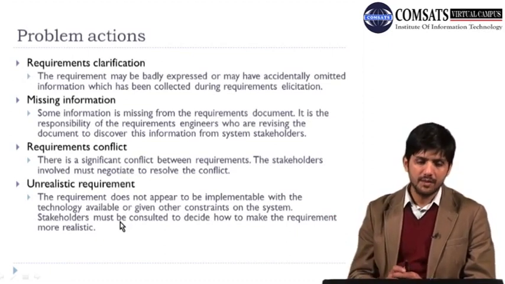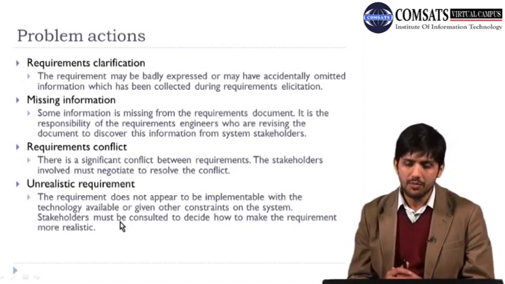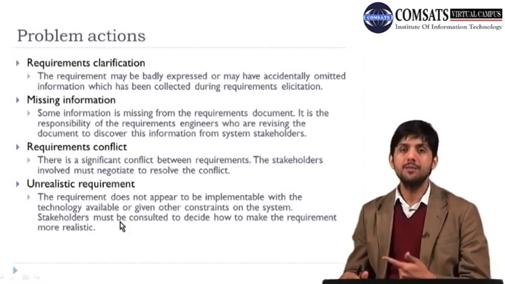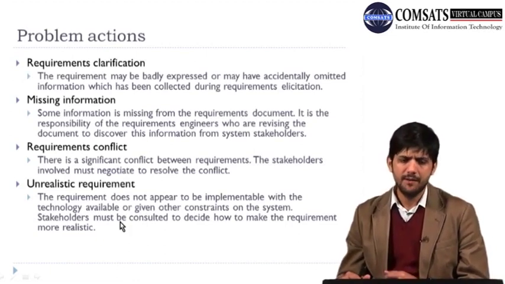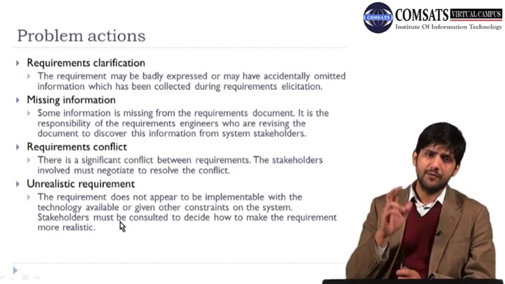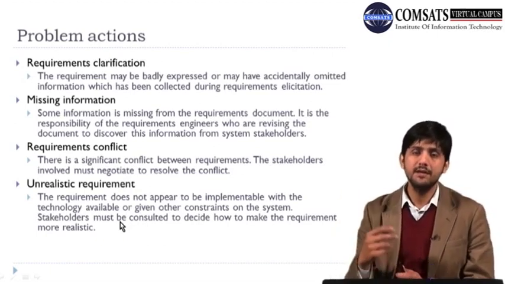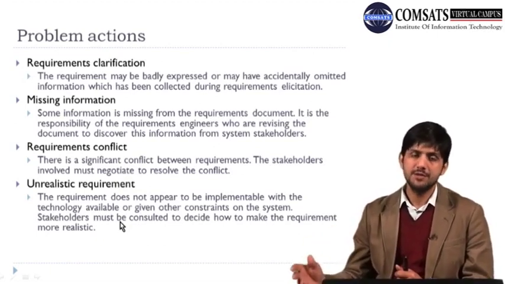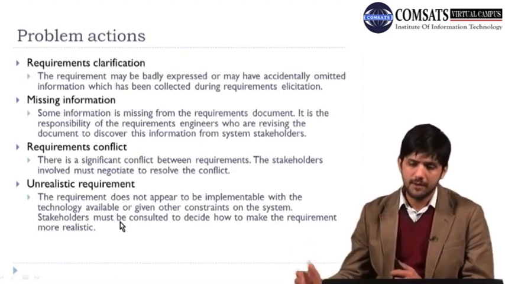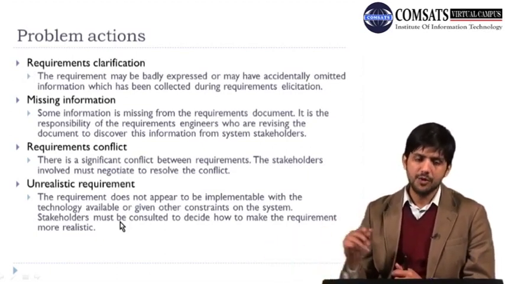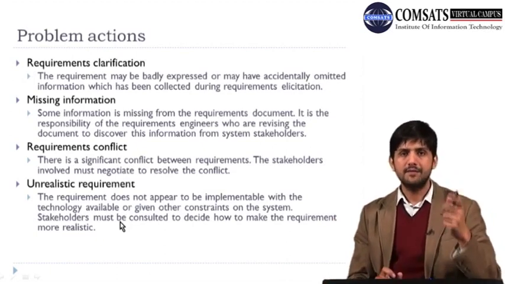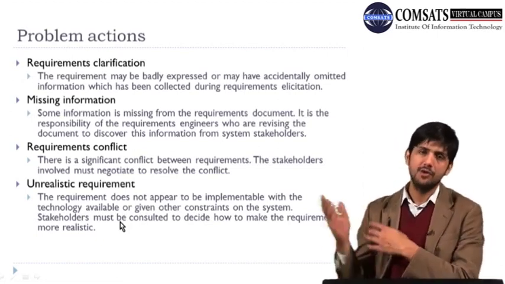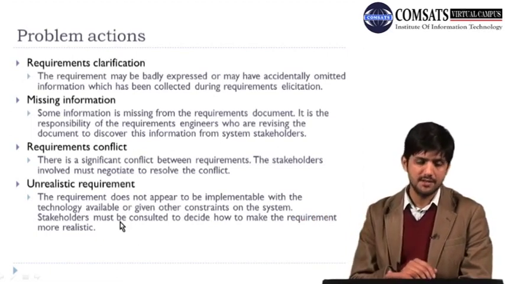Similarly, missing information is something similar as well, which says that some information is missing from the requirement document. It is the responsibility of the requirement engineers who are revising the document to discover this information from system stakeholders. So as I said, one problem was that you have not clearly specified it, and the other problem was you have actually completely missed the information. For example, you have completely missed that this report has to be generated twice a month or 3 times a month. So there are two possible scenarios. If there is any clarification, then it might be resolved right then and there. But if some information is missing, then the requirement engineers need to go back and talk to end users from whom they elicited these requirements.